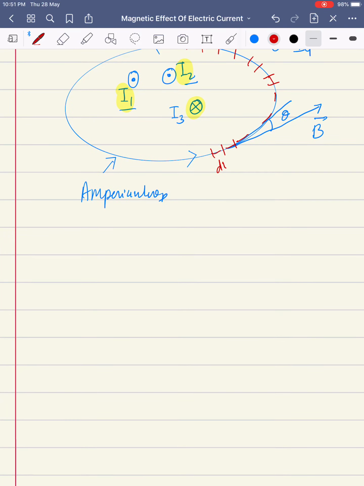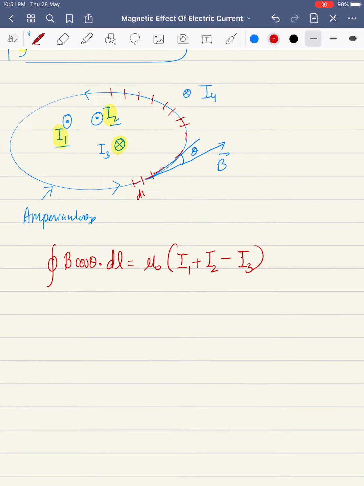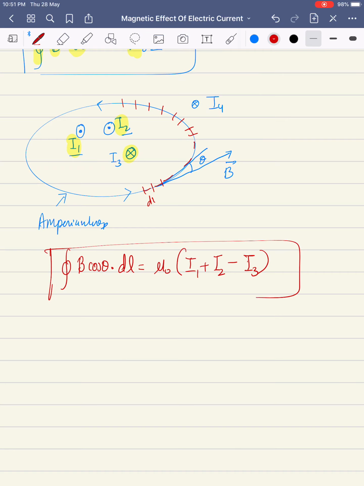So if I say about the closed integral of B cos theta dl, I'll write it as mu naught times the enclosed currents I1 and I2. Currents moving normally outward are positive, and those moving into the plane are negative. Getting it clearly? That's how we use the Amperian loop here. When I say I4, I didn't consider the current I4. Why? Because it was not within the Amperian loop.